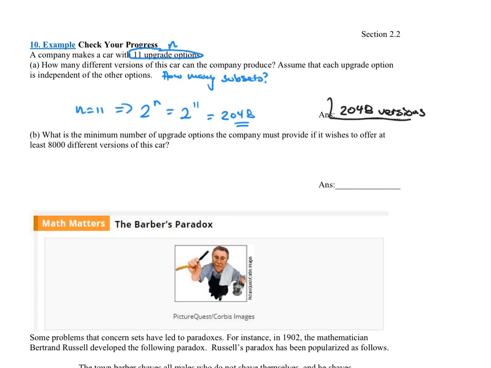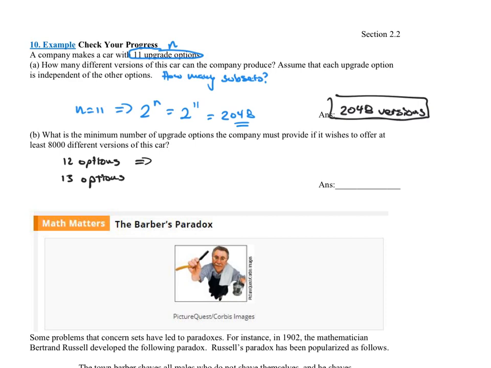Any real-world problems, you do want to try to label your answer. Okay, so it says, what is the minimum number of upgrade options the company must provide if it wishes to have at least 8,000 different versions of the car? Well, I know 11 is 2048, and that's not enough. So let's look at 12 options. I'm just going to start guessing. 13 options. Let's see what happens here.